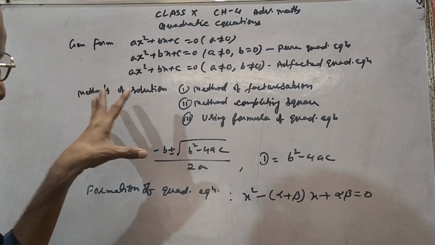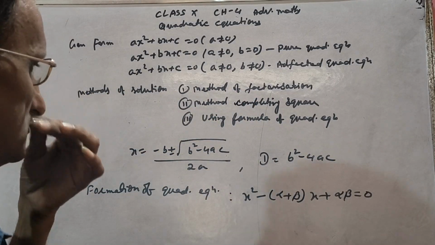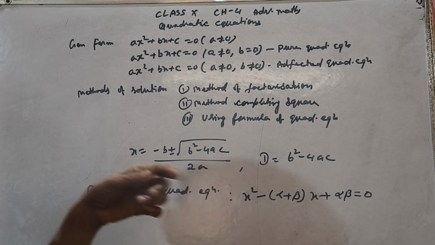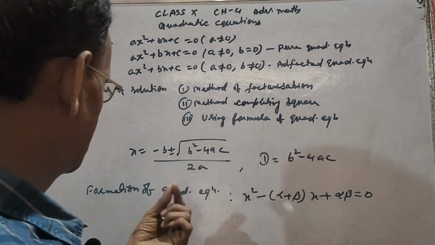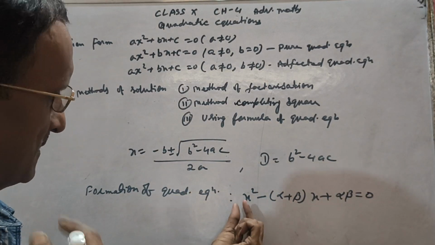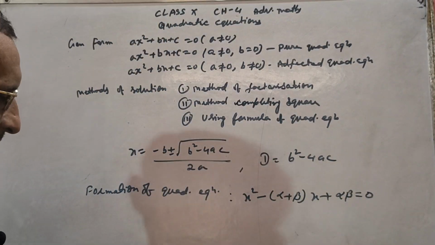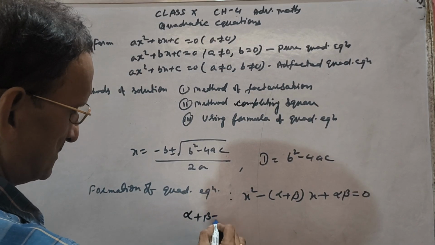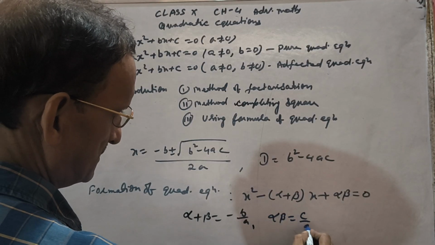Then already we have discussed the different methods of solution: method of factorization, method of completing a square, formula, which is minus b plus minus under root b square minus 4ac by twice a, where this is called discriminant, and we also have the formation of quadratic equation. If roots are given, the formula is x square minus sum of roots into x plus product of roots, and the relation between the roots and the coefficient: sum of roots equal to minus b by a, product of roots equal to c by a.